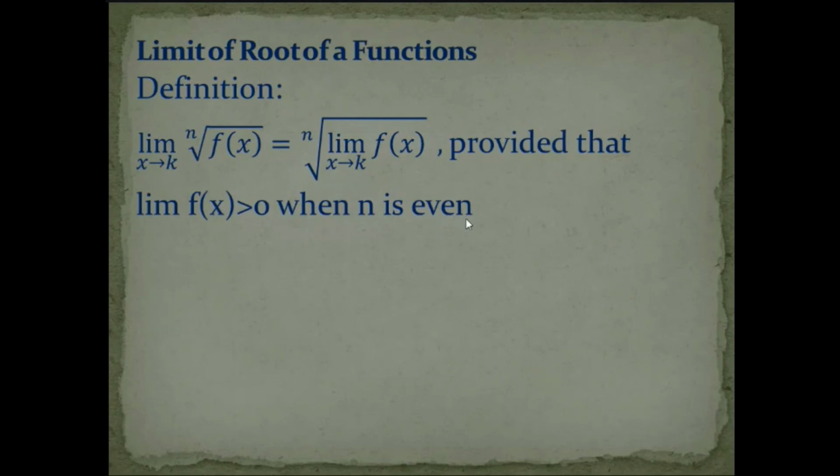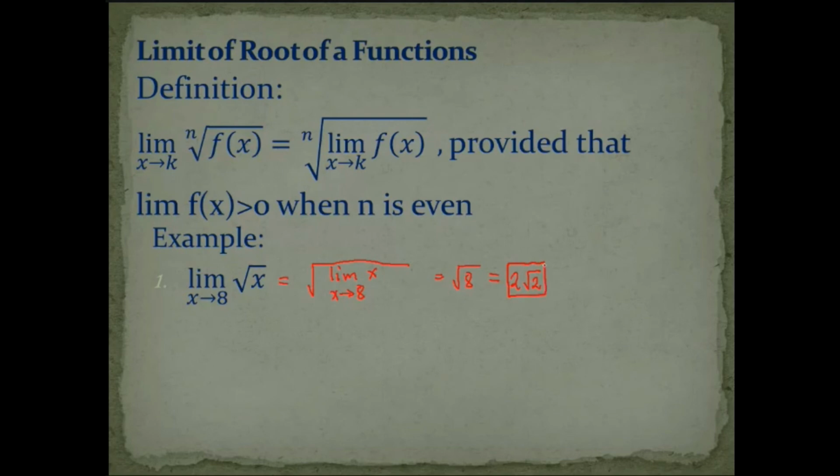Okay, dito tayo. Sample tayo. Limit of square root of x as x approaches 8. Ang gagawin natin dito, base din sa definition, ito, square root of limit of x as x approaches 8. Ito yung magiging limit of 8, square root of 8. And then itong square root of 8 ay pwedeng i-simplify. Ang simplest form nito ay 2 square root of 2. At kailangan naka-simplest form ito na po yung final answer.